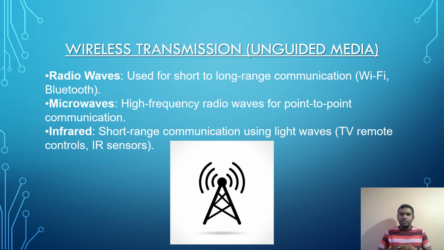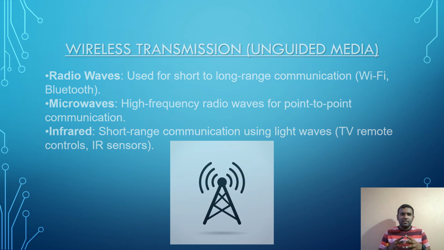Microwaves are very high frequency radio waves for point to point communication. And infrared is short range communication using light waves. Infrared is a light wave, and it's a very short range communication. If it goes too far, that communication will not work. And where is this used? As I told earlier, it's used in TV remote controls and IR sensors.